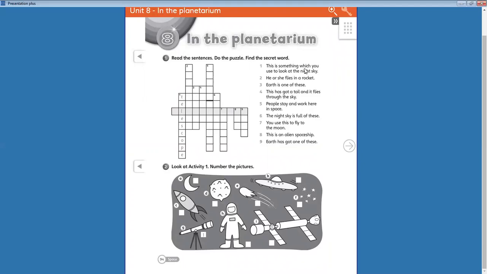Okay, this is something which you use to look at the night sky. What do you use? What is this device? Yes, it's a telescope. Number 2, he or she flies in a rocket. What is it? Okay, and the same with the other sentences. Read them carefully and inshallah in order to answer them correctly.